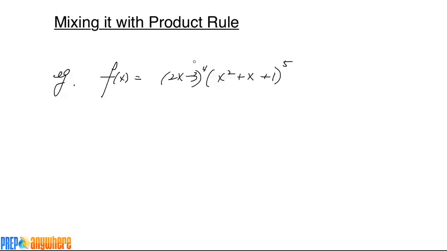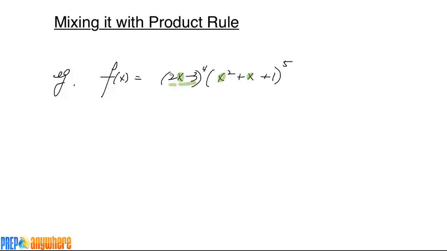Try to identify where is the product part and where is the chain part. Alright, so here's an x. Let's identify where all the x's are. Here's the x. To this x, we're multiplying it by 2 and subtracting by 3.